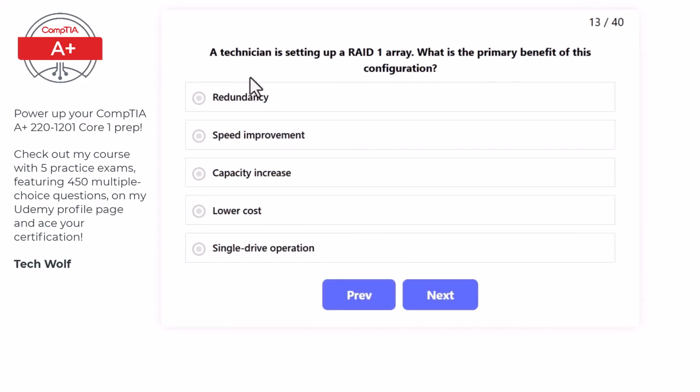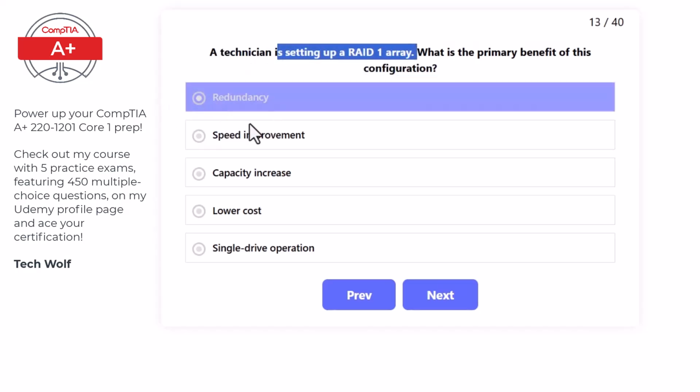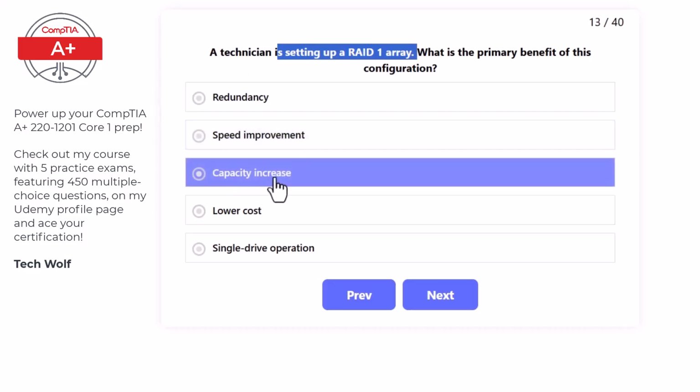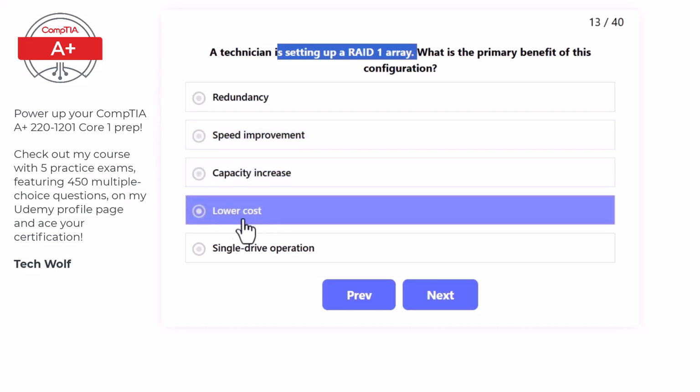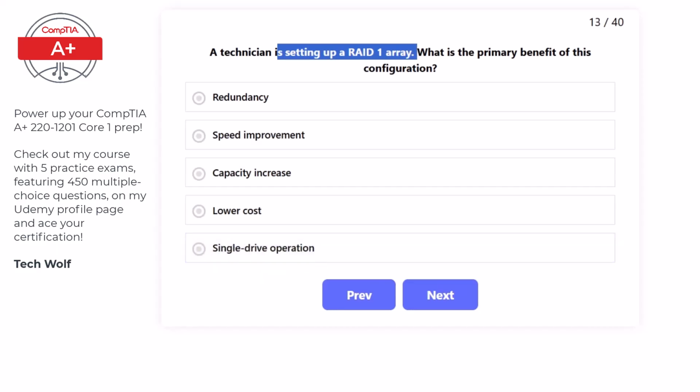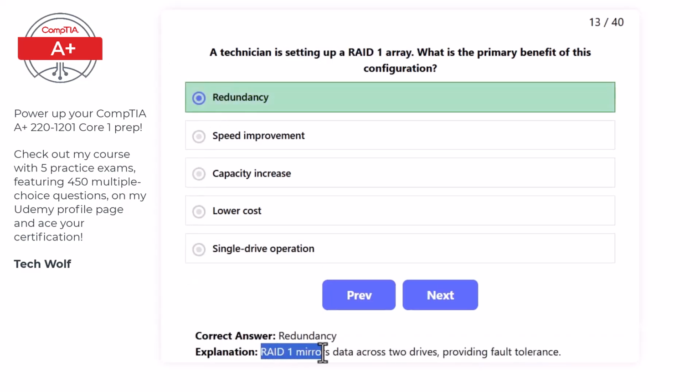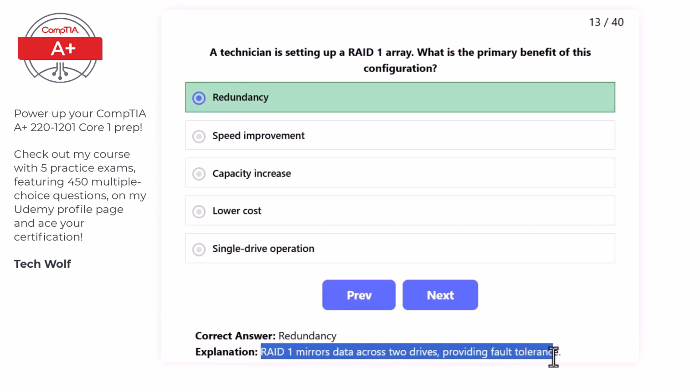And next question, a technician is setting up a RAID 1 array. What is the primary benefit of this configuration? And as well, for your CompTIA A+ Core exam, know RAIDs: RAID 0, RAID 1, RAID 5 and RAID 10, and how they are different. So what is the primary benefit of RAID 1? Redundancy, speed improvement, capacity increase, lower cost, or single drive operation. And the correct answer here is redundancy, as RAID 1 mirrors data across two drives, providing fault tolerance.